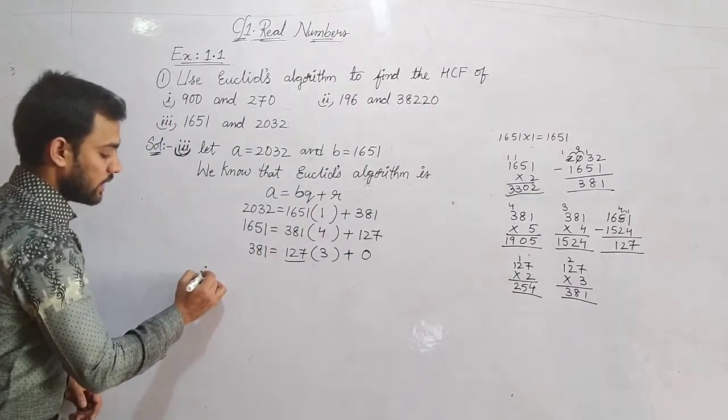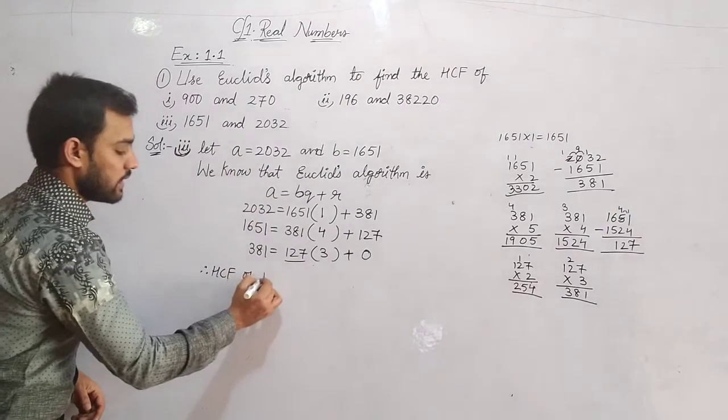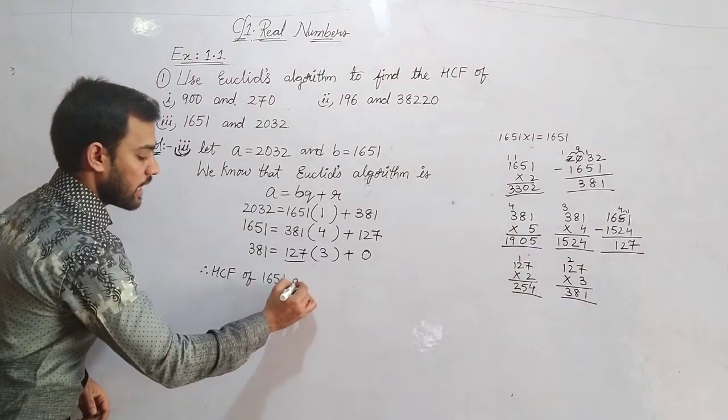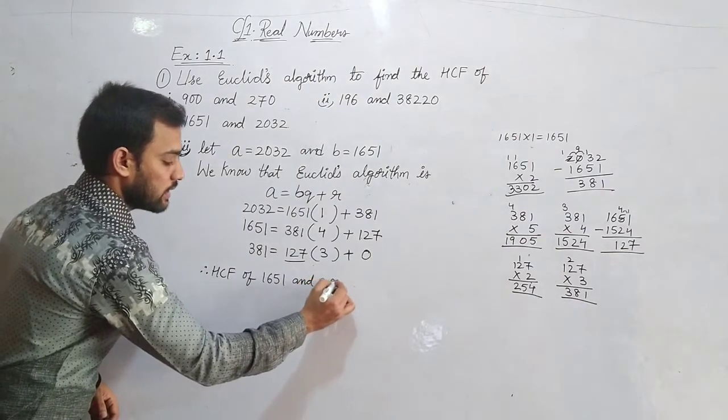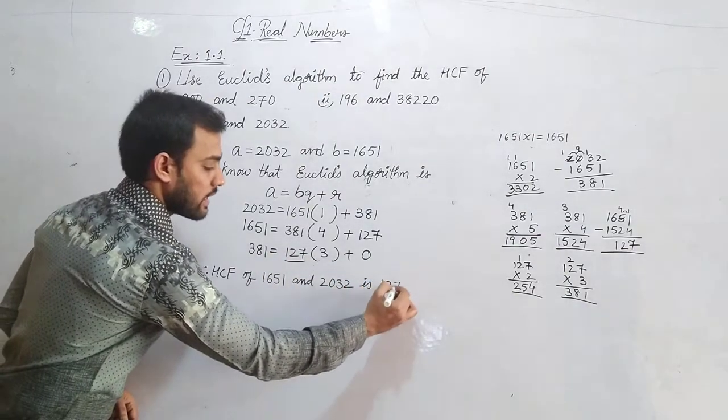So at last we need to write: therefore, HCF of 1651 and 2032 is 127.